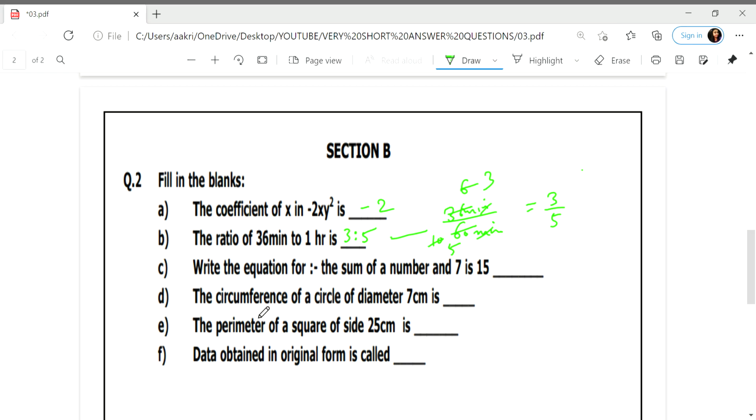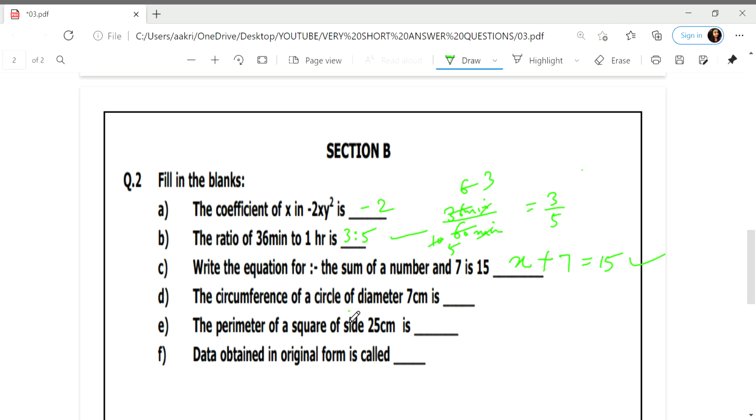Right. Write the equation for the sum of a number and 7. Suppose there is a number x, sum means plus, and with 7 we should get what? 15. So this is the algebraic expression. Why am I going so fast? Because I know my students are very thorough, and these are at least 1 marker type questions.